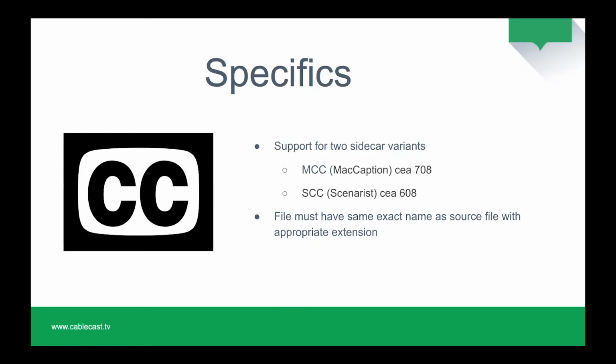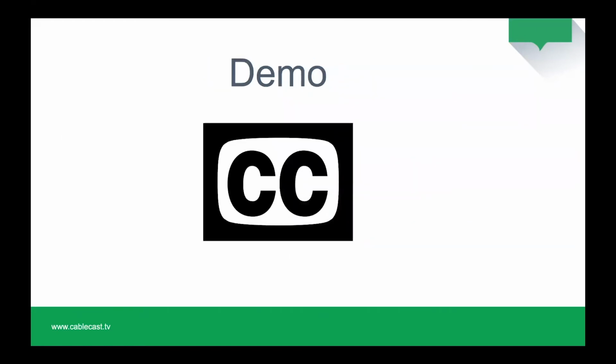So how this works in Cablecast is the file will have the exact same name as the source file, just with a different extension. So if we see 1.mpeg and a 1.scc file next to it, we will automatically use that 1.scc file for closed captions whenever 1.mpeg is played. So what this looks like in Cablecast.